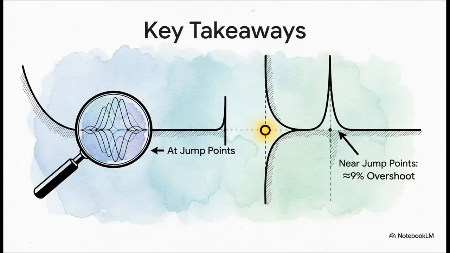So, let's just wrap this all up. Here are the 3 key things to remember. If the function is continuous at a point, the series converges right to the function's value, f of x. If there's a jump, the series converges to the average of that jump. And finally, don't forget about that fascinating little glitch, the Gibbs phenomenon. Right near a jump, you can always expect the series to overshoot by about 9%.